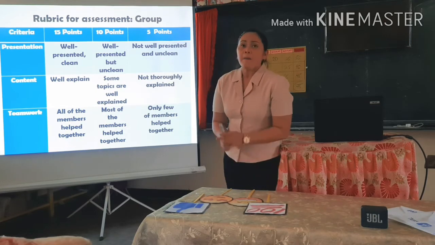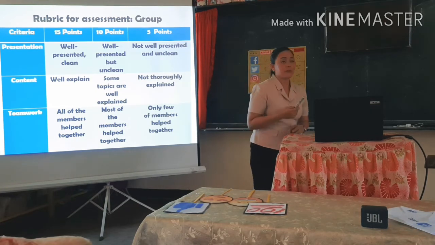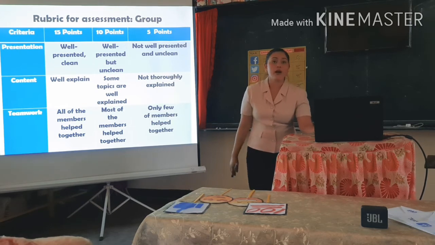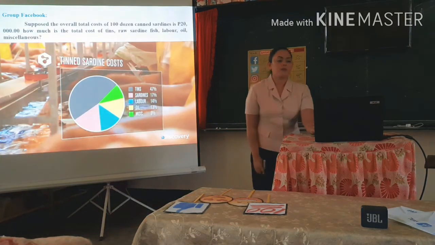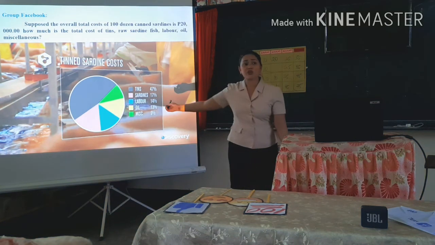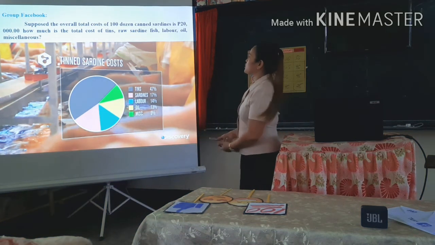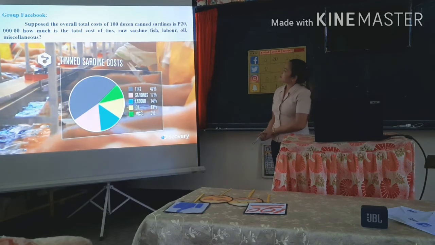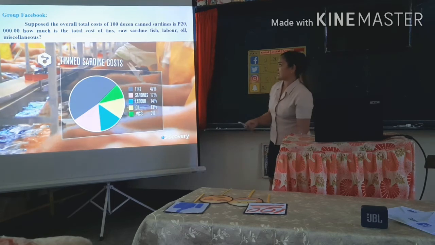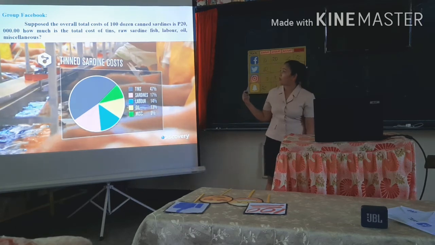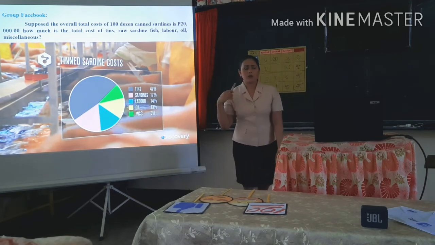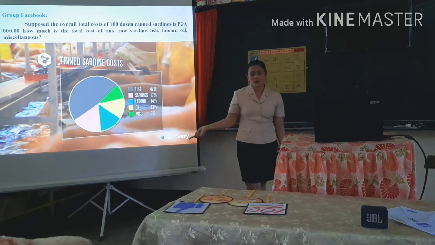Okay. Pero kahit na meron na sa winner, I have a question, no? For your oral recitation. So the question is, suppose the overall total cost of 100 dozen sardines is 20,000. How much is the total cost of tins, the raw sardine fish, the labor, oil, and the miscellaneous? So how about what is the total cost of the tin?